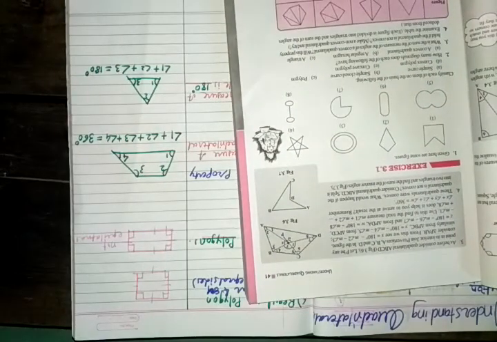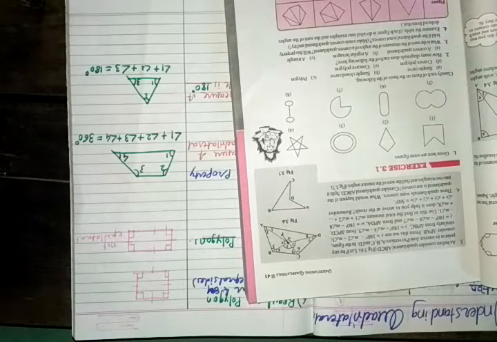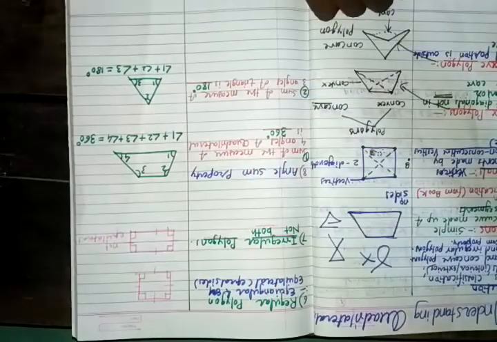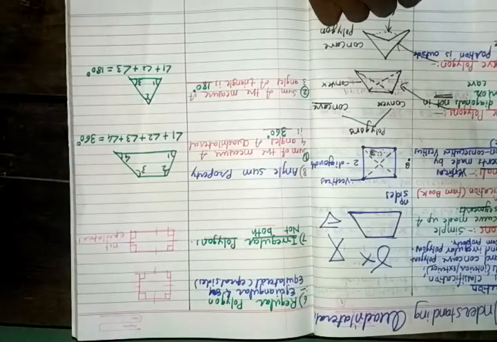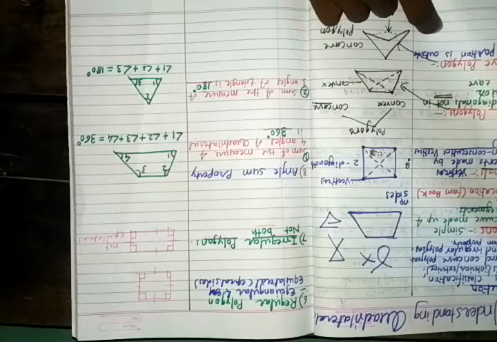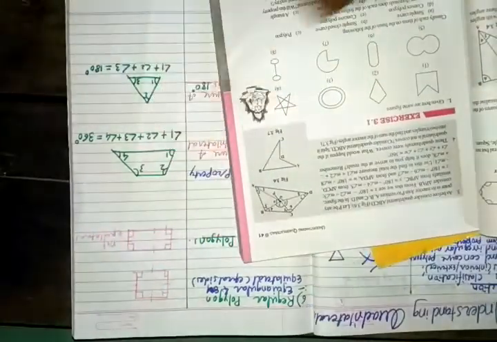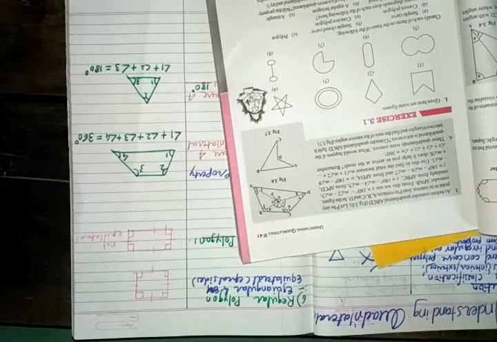Then the next question is, how many diagonals does each of the following have: a convex quadrilateral, a regular hexagon, and a triangle. What I explained yesterday about diagonals is that a diagonal is a line segment made by joining non-consecutive vertices. So draw any convex quadrilateral and try to draw the diagonals. You will definitely get the answer. Likewise for a regular hexagon and a triangle.